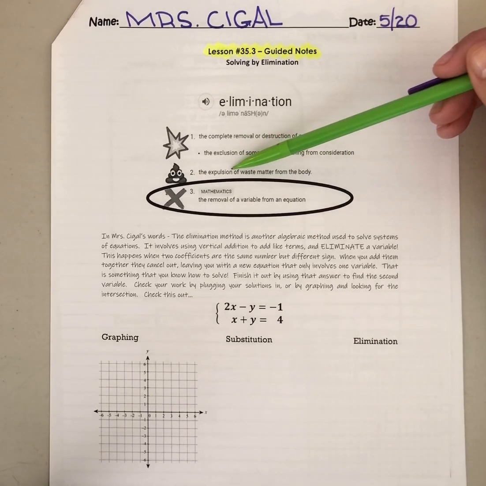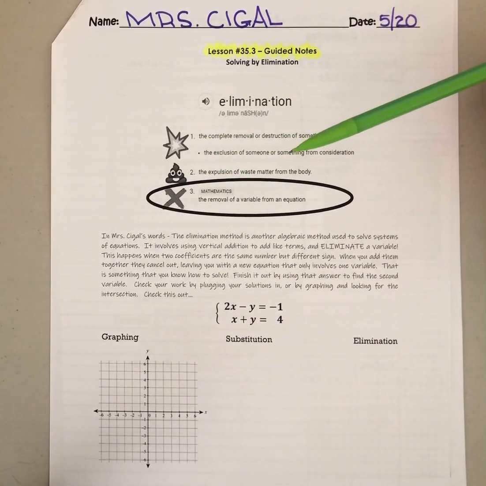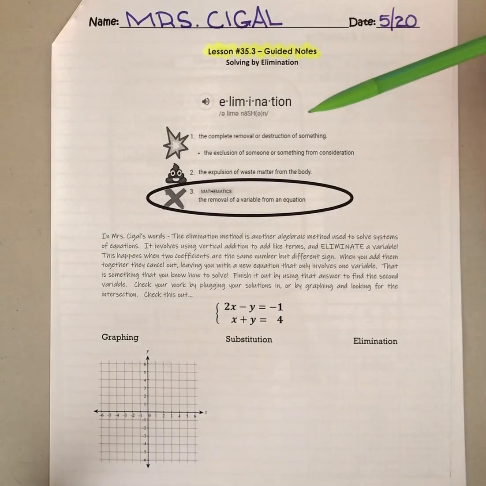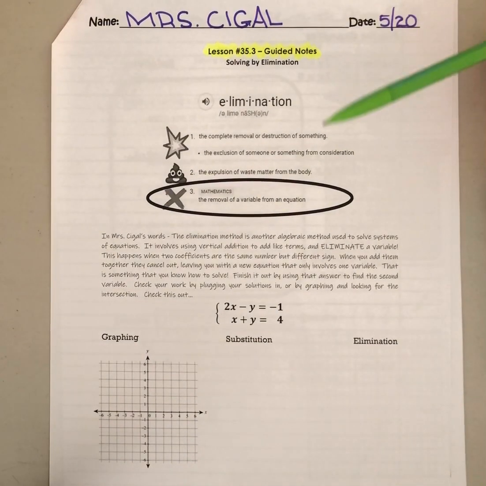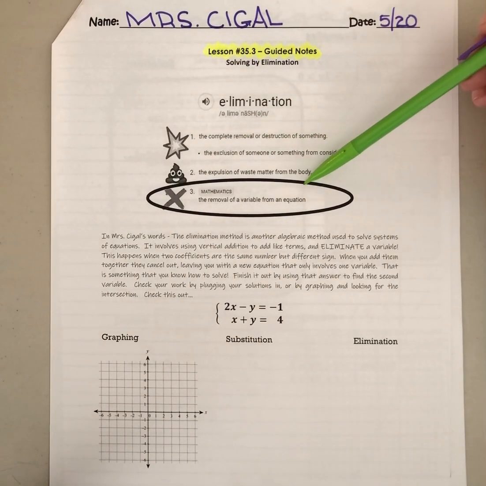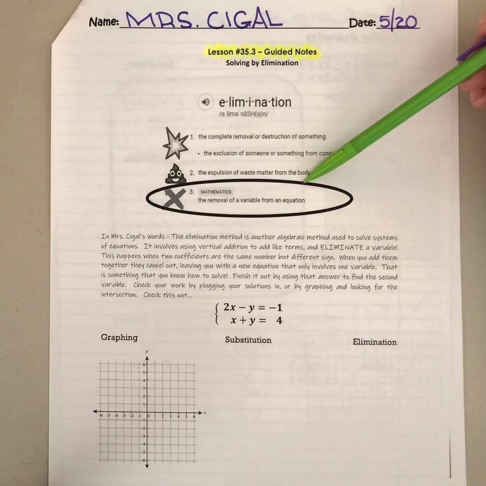Of course, I had to add this one. Miss Deary knows all about my poop emoji in there right now. I texted it to her. So elimination can also mean the expulsion of waste matter from the body. Literally, it means poop.